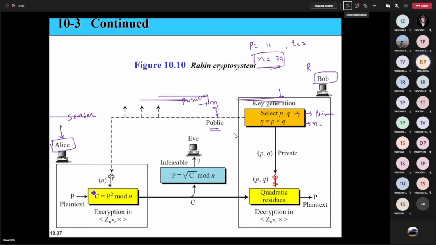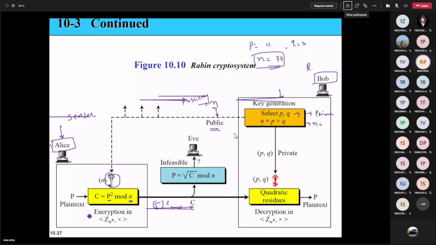Now what will Alice do? She is going to use this n. You can see the equation. Here is the public key which has been received. Now the ciphertext C equals p square mod n. Whatever the plain text is, suppose she has to send 5, 5 is the plain text. So 5 square mod n. What is the value of n? It is 77. So this is how she is going to encrypt it.